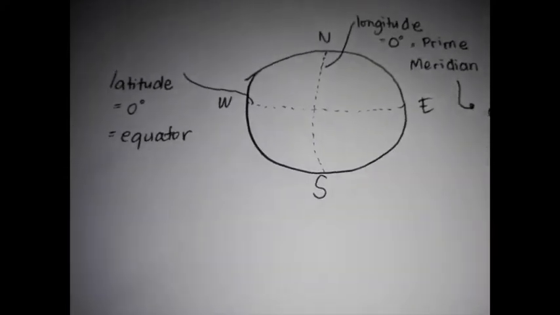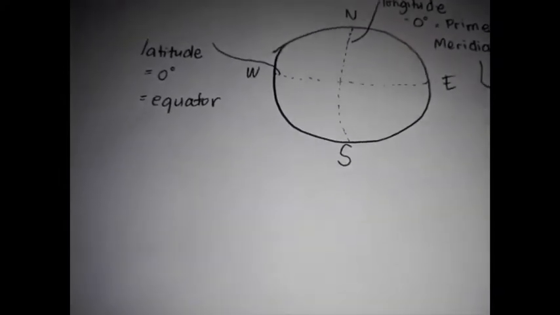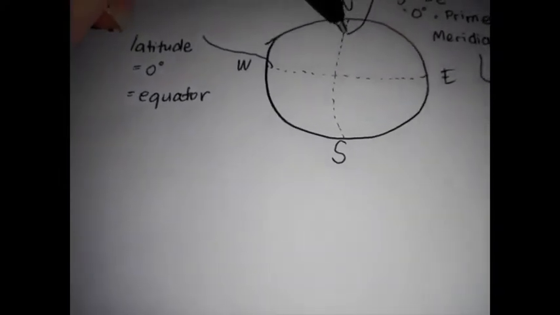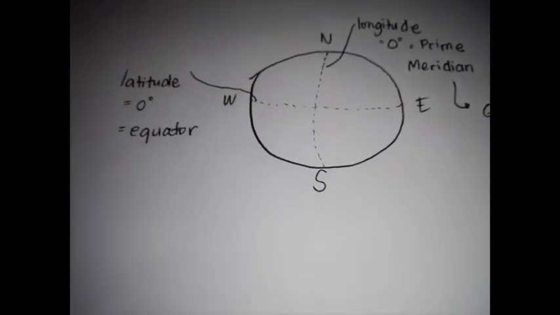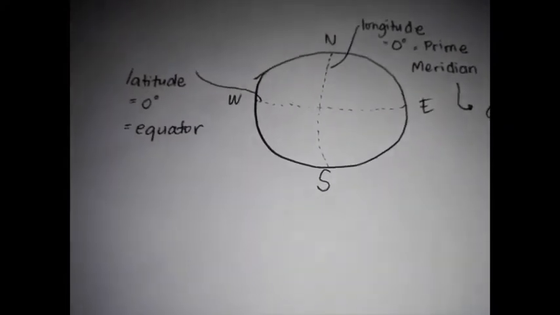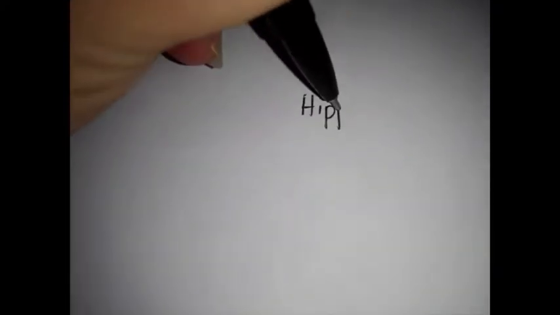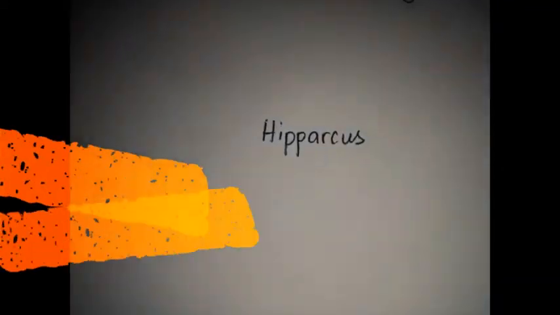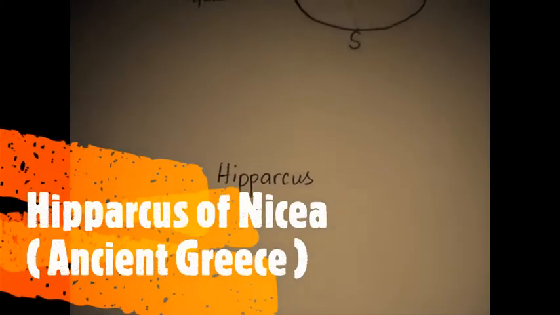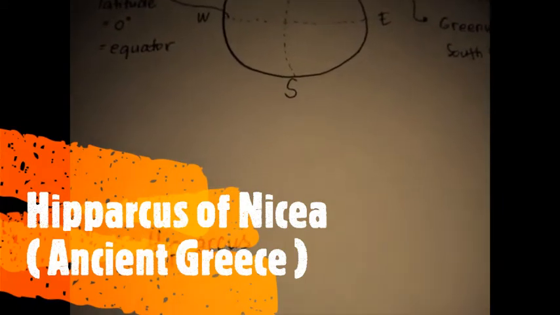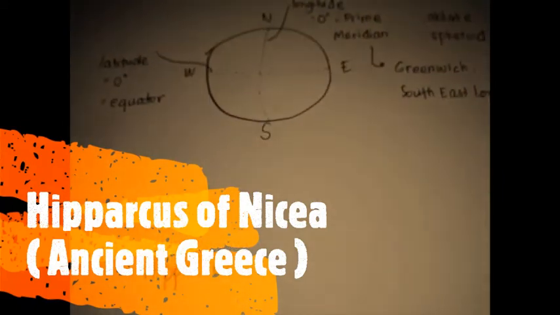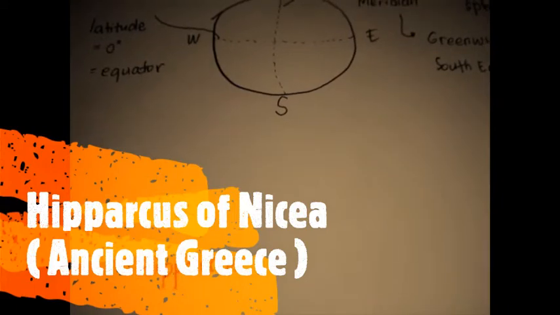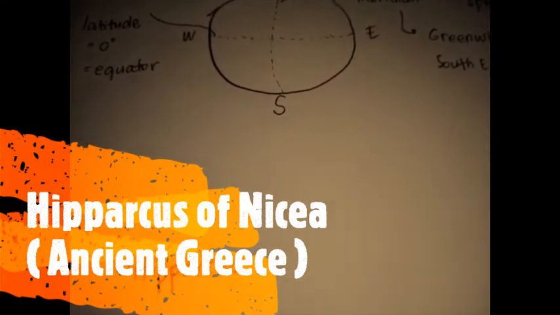So sino nga ba guys, for the trivia lang din, ang nag-set na kailangan ng latitude at saka longitude yung grid lines ng globe? So it was Hipparchus guys. So Hipparchus of Nicaea in the ancient Greece. So he was the one who proposed na dapat magkakaroon ng linya or grid sa globe para madaling malocate yung place.